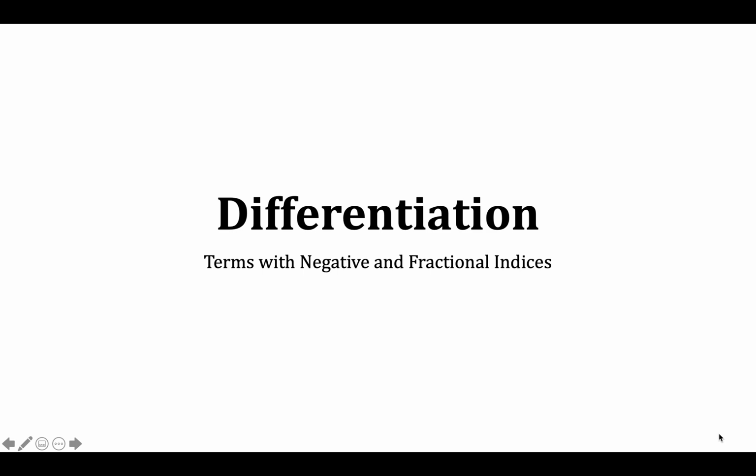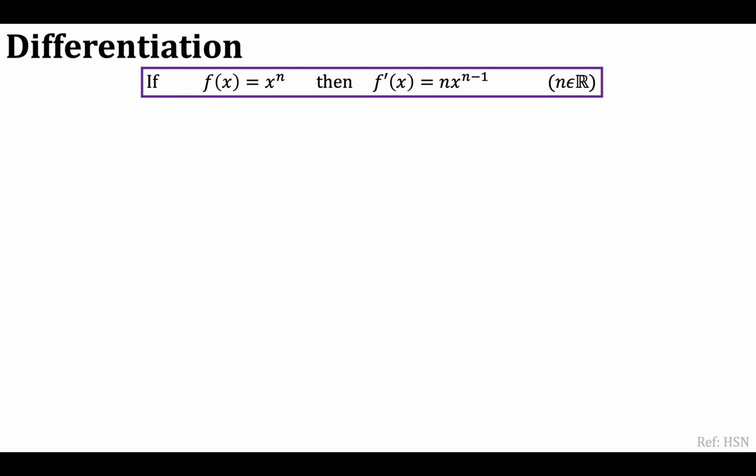In this video we're going to continue with differentiation, and this time we'll look at differentiating terms with negative and fractional indices. So just a reminder of what we learned last time. If we have f of x equal to x to the power n, then f dashed of x is equal to n multiplied by x to the power n minus 1. So you can see we're multiplying the term there by the power, the exponent n, and then we're subtracting 1 from that for the new exponent.